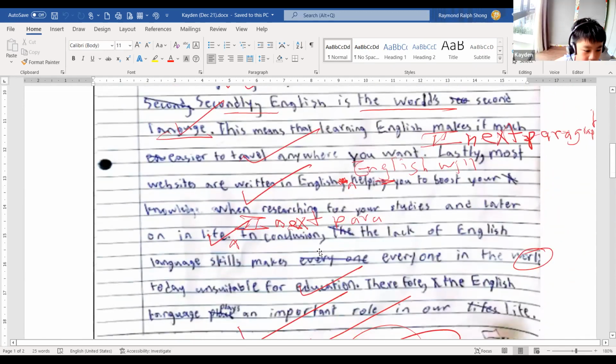English is the world's second language. This means that learning English makes it much easier to travel anywhere you want. Lastly, websites are written in English.